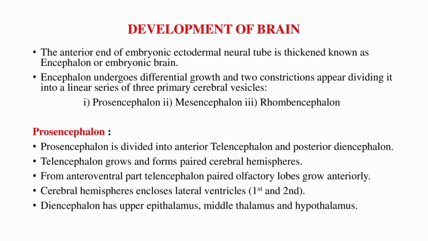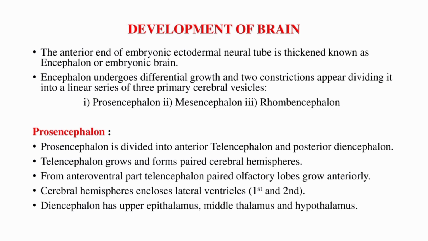The first one, prosencephalon. Prosencephalon is divided into anterior telencephalon and posterior diencephalon. Telencephalon grows and forms paired cerebral hemispheres. From anteroventral part of telencephalon, paired olfactory lobes grow anteriorly. Cerebral hemispheres enclose lateral ventricles, first and second ventricles.